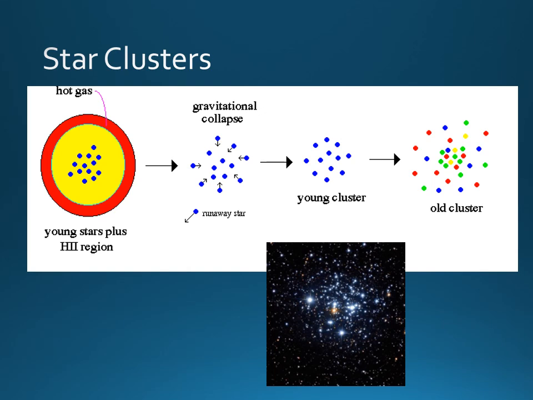When a cluster is young, the brightest members are O, B, and A stars. Young clusters in our galaxy are called open clusters. Due to their loose appearance, they usually contain between 100 and 1,000 stars. One example is shown as the Jewel Box cluster.